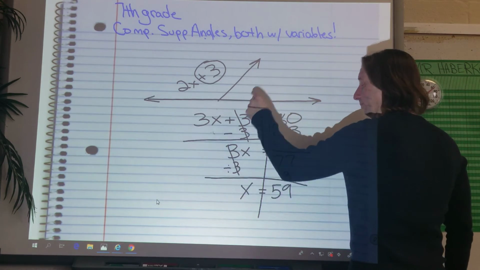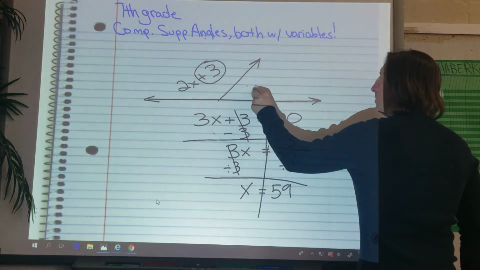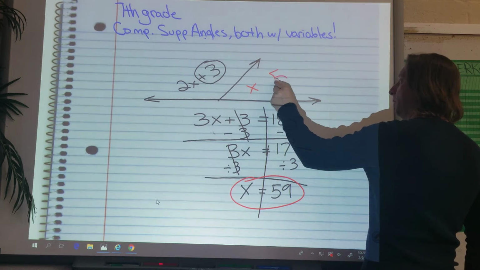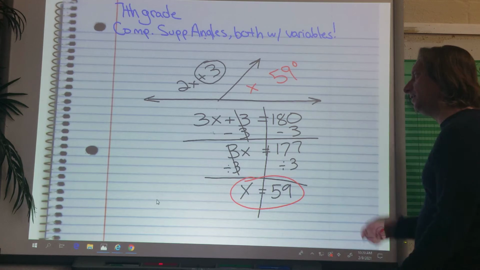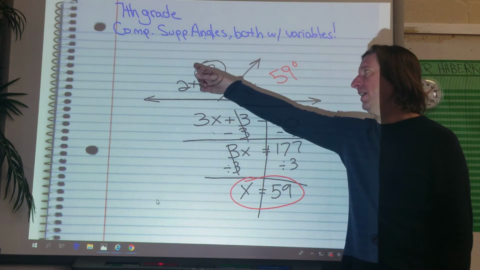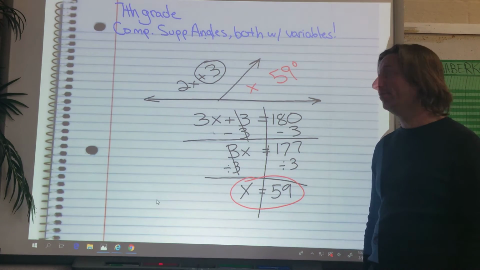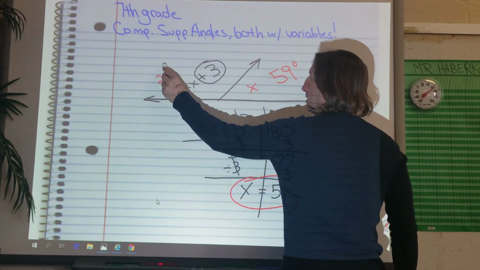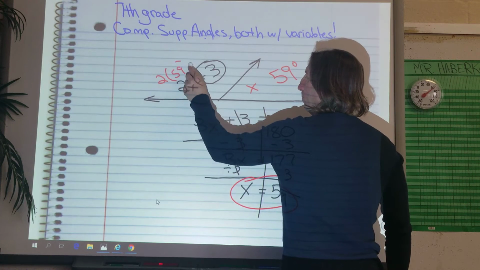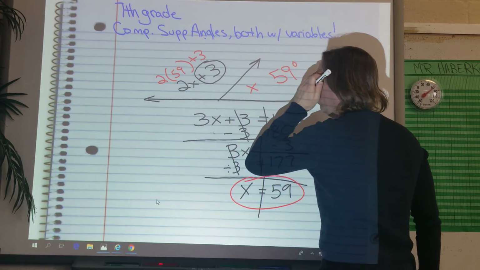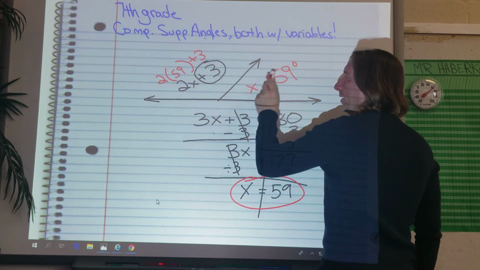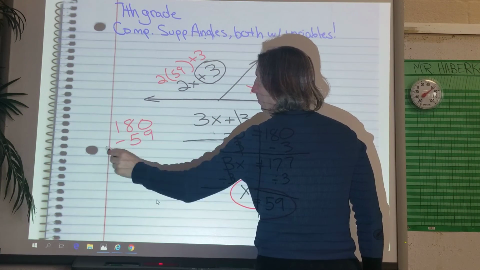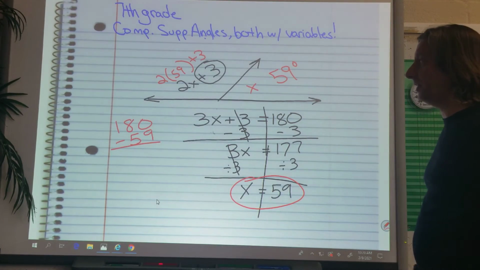Well, am I done yet? No. This was an x. So if x is 59, there's my x, that means this angle is 59. Now the easiest way to find the other one would just do 180 minus 59, right? Or I could do 2 times x, which we now know that x is 59, plus 3. So I could do that, or I could say 180 minus 59. Either way, we're going to get the same answer.